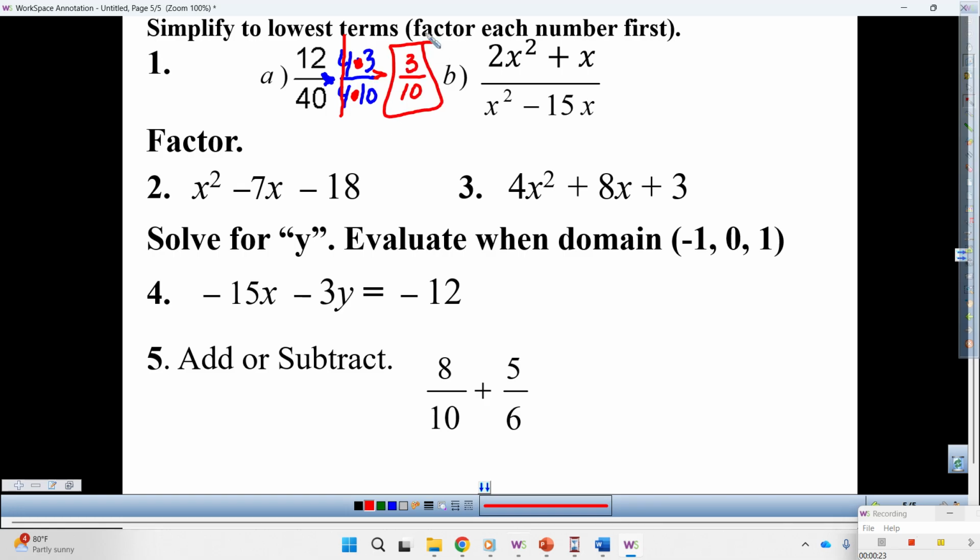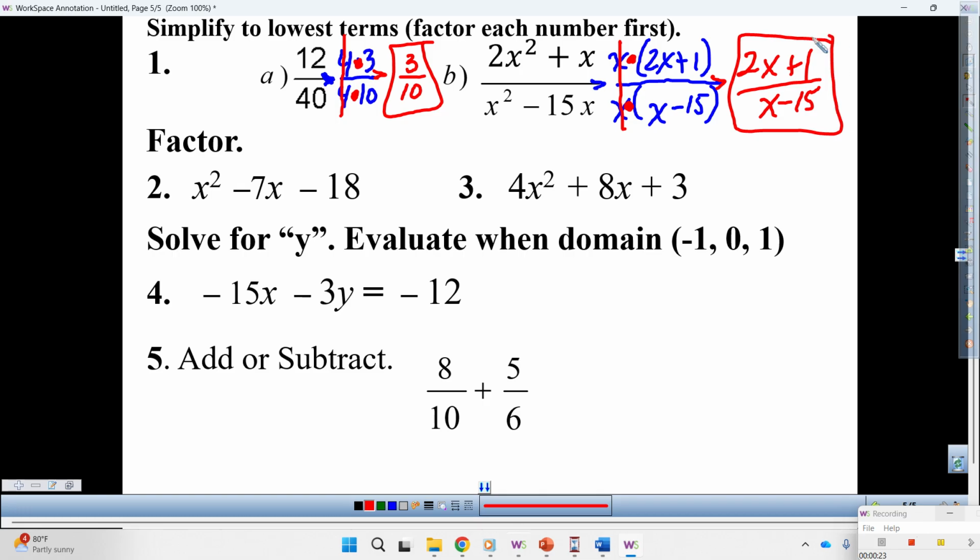And if you did that by yourself, all right, not bad. Let's go to number 1D. What's GCF for the numerator? Let's see, what is common for both terms? X. That leaves us with 2x plus 1. What's GCF for the denominator? X. And that leaves us with x minus 15. Since we have multiplication top and bottom, what's our giant 1? The x's, and that leaves us with 2x plus 1 over x minus 15.